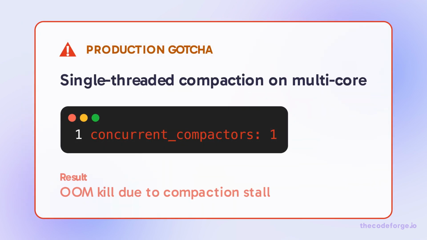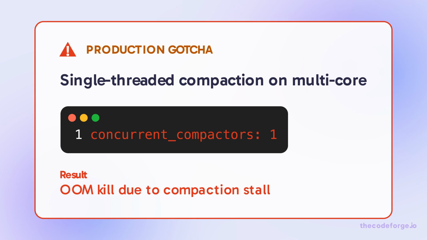A single-threaded compaction strategy on a multi-core machine can cause compaction to fall behind. This leads to unbounded pending compactions, memory pressure, and eventually OOM kills. Always set concurrent compactors to at least the number of CPU cores.